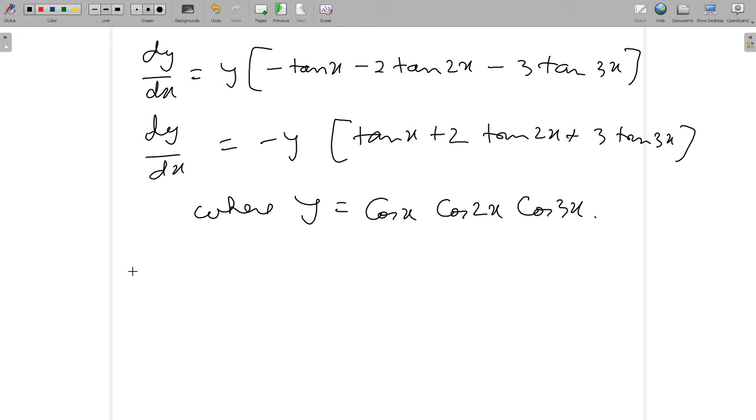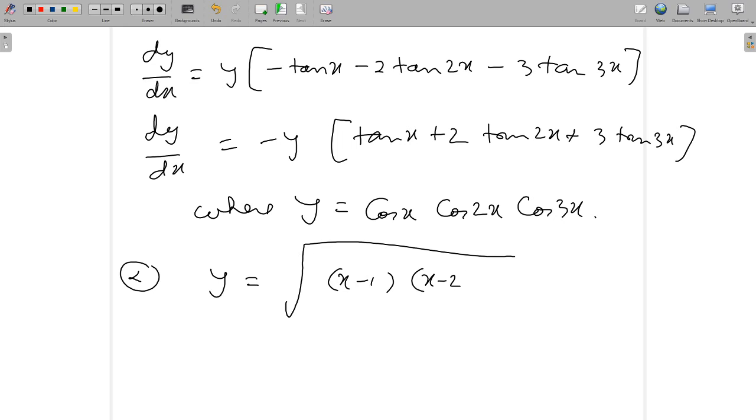Now let us do question number 2 of this one. The question number 2 is y equal to square root of x minus 1 into x minus 2 whole over x minus 3 into x minus 4 into x minus 5. So this is what we are having, y equal to square root of x minus 1 into x minus 2, the whole over x minus 3 into x minus 4 into x minus 5.